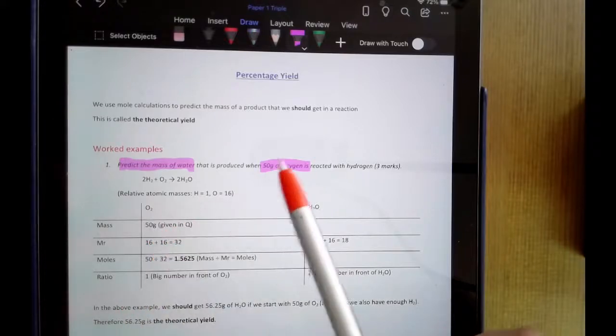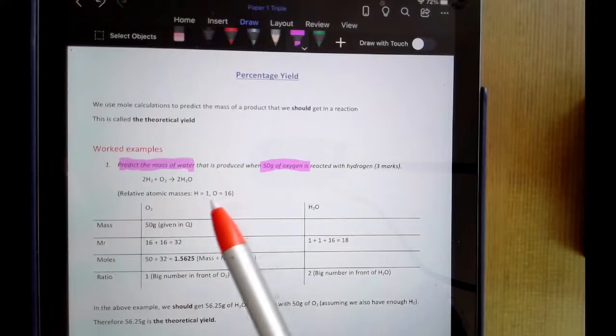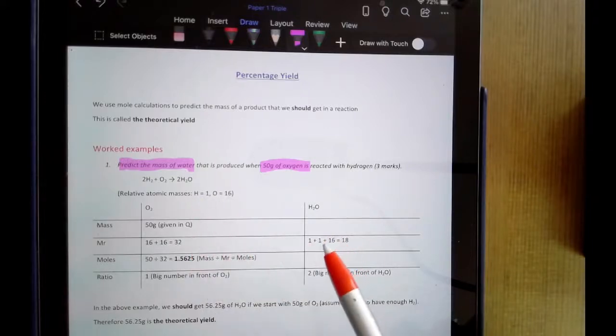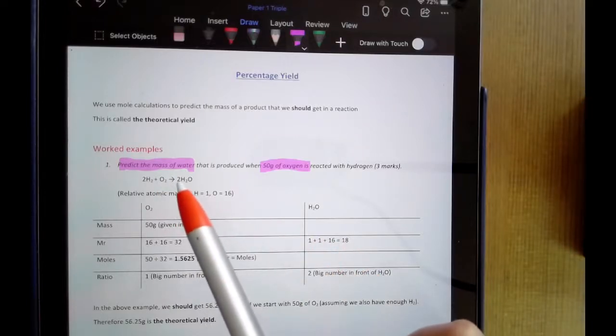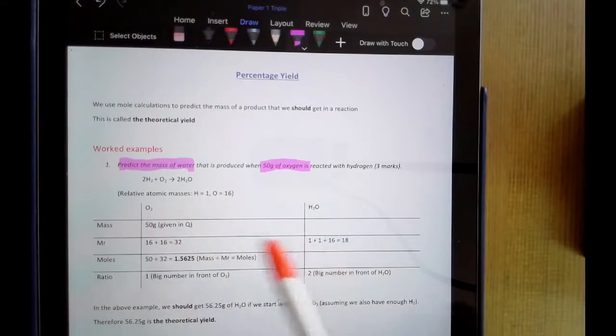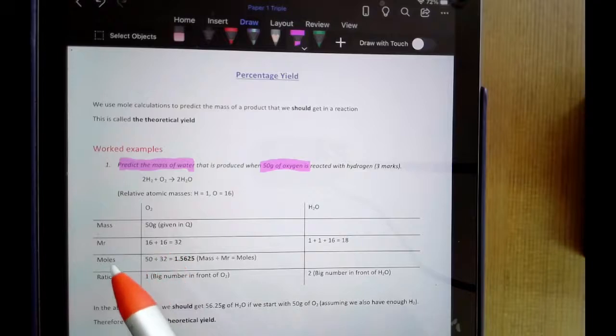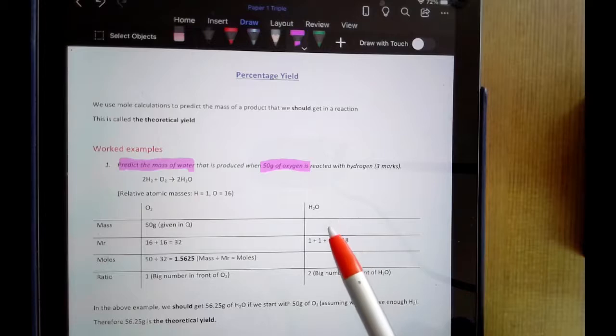50 grams of oxygen, again, that's given in the question. I find the formula mass of oxygen using my relative atomic masses. I can also find the formula mass of H2O. So I've got 2 hydrogens, 1 oxygen, formula mass of 18. Remember, you're not going to use the big numbers when calculating formula mass, so you're not going to be multiplying that by 2. When you've got mass and formula mass, you can find moles by doing mass divided by formula mass. So I can do that for oxygen: 50 divided by 32 equals 1.5625. I can't do that for H2O because I don't have the mass.